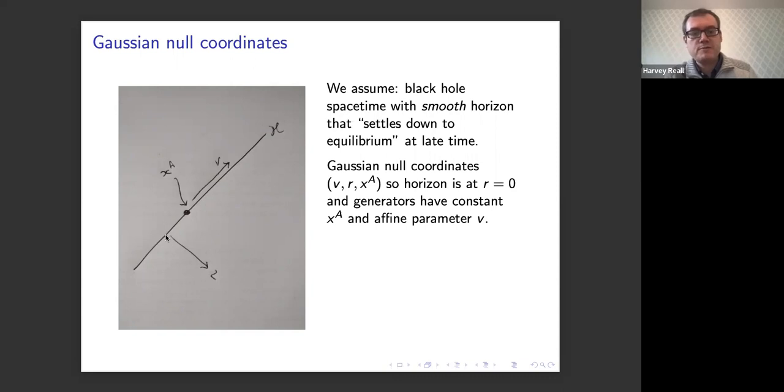And now if we pick an arbitrary point on the horizon, we consider null geodesics transverse to the horizon. So we shoot them off in a particular direction, and we let R be the affine parameter along those geodesics. And so that now defines a nice coordinate system locally near the horizon, V, R, x^A, where R equal to 0 corresponds to the location of the horizon, and V is a time coordinate along the horizon. It's the affine parameter along the generators of the horizon.